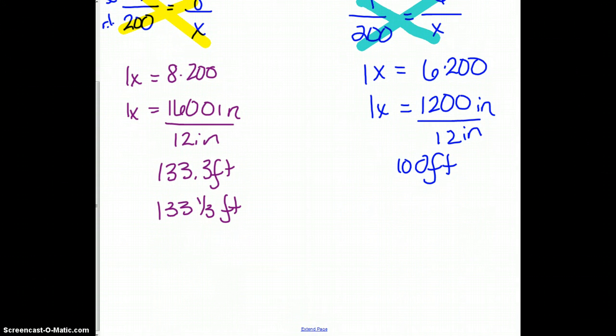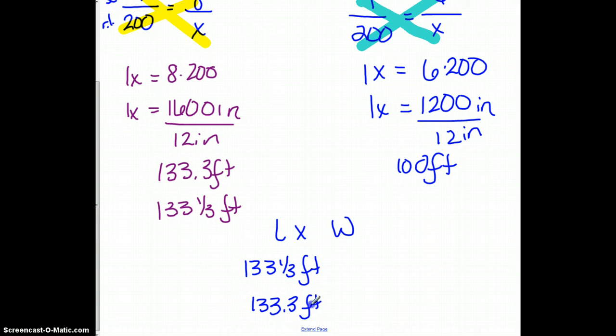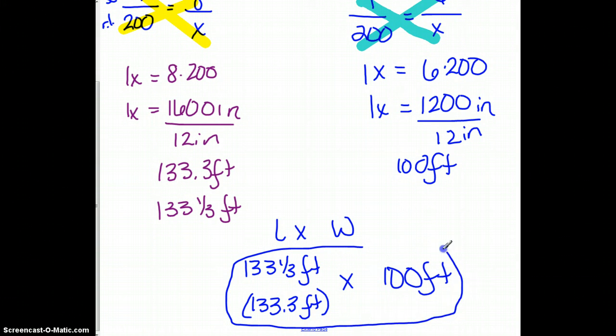So they ask us to do dimensions. So that means like length by width. So my length is 133 1/3 feet. Or you could do 133 1/3. Either one of those is okay. By 100 feet. And this part right here is what they're looking for, the actual dimensions.